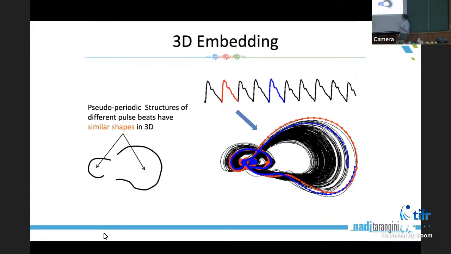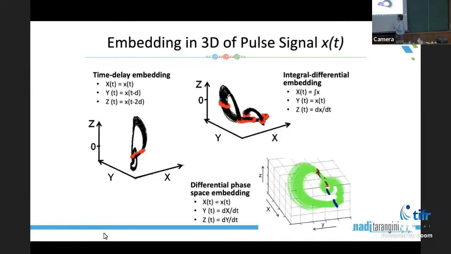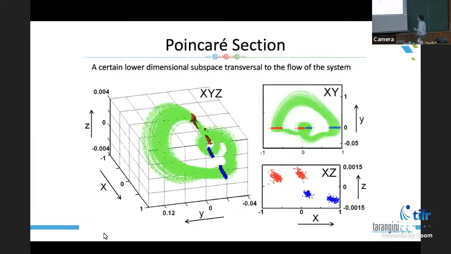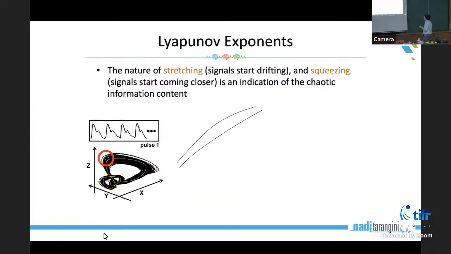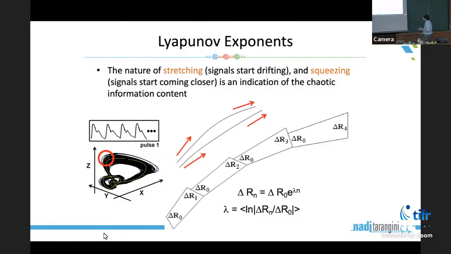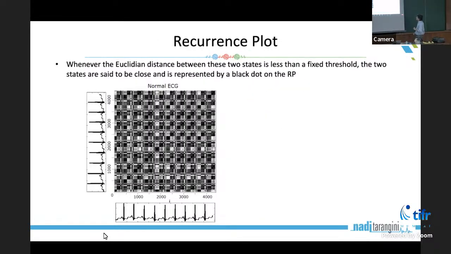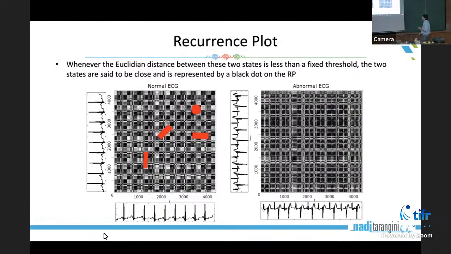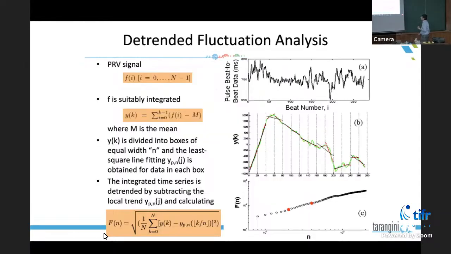We worked on the embeddings, different types of embeddings, where we are particularly talking about the pseudo-periodic structure. Then Lyapunov exponents, which is giving a lot of information about the stretching and squeezing. I'm going very fast right now. Don't want to go deeper into that, but recurrence plot, where you get different information from them. The DFA analysis, we were able to show that it's a very chaotic and self-similar nature, which is continuously happening. So we collected 300 minutes of data.